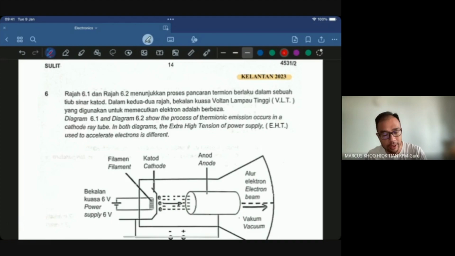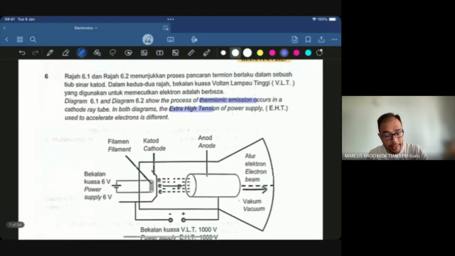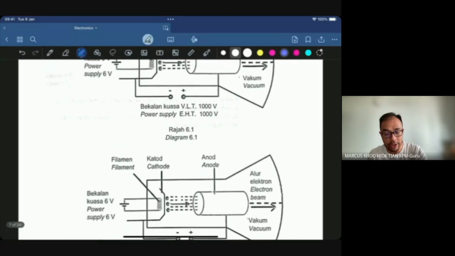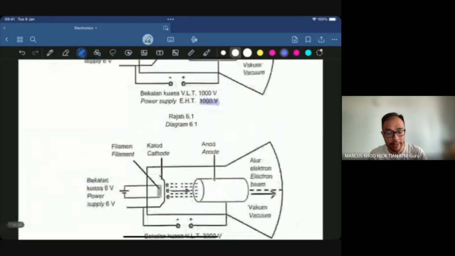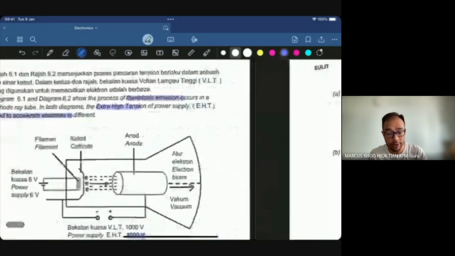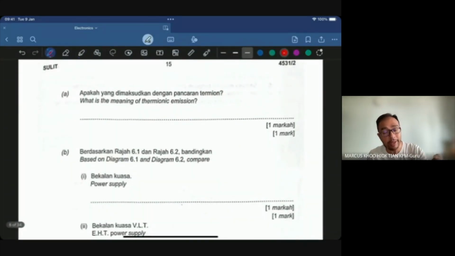Okay, we're back to thermionic emission. Okay, extra high tension, EHT, is used to accelerate the electrons. Okay, but of course, in both cases, the EHT is different lah. One is 1000 and the other one is 3000. Okay, I think everything is written down there. What is the meaning of thermionic emission?